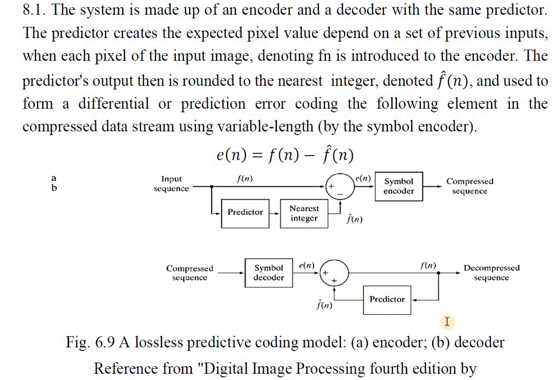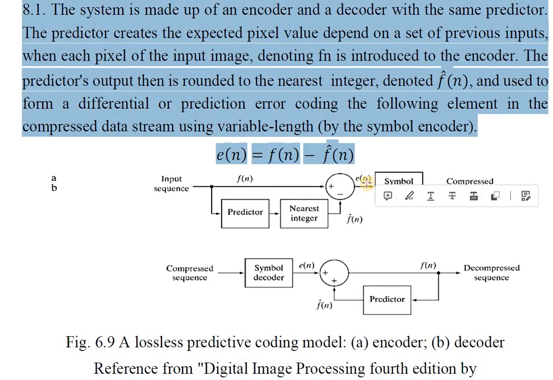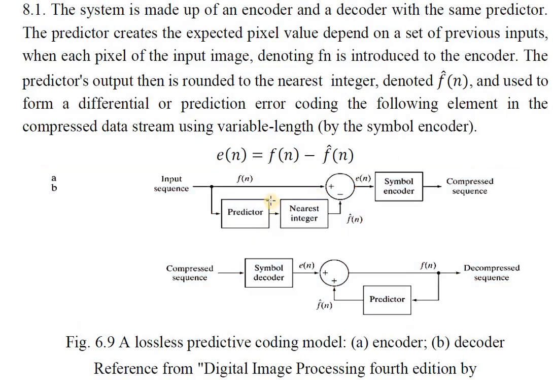This is the encoder and the decoder for the predictive lossless predictive coding. Okay, so basically what we have is we are trying to predict En. Now how is En predicted? Fn minus f cap n. Fn goes to the predictor. Whatever is the answer of the predictor, we round it off to the nearest integer. That's the reason there's a box called nearest integer over here. And what is the answer of that? F cap n. Now the difference between these is nothing but your En. That goes to the symbol encoder.